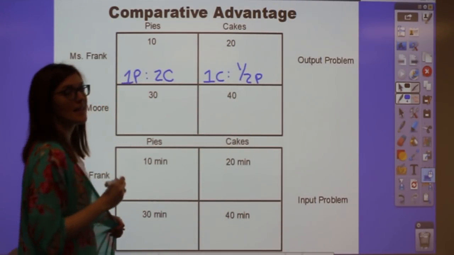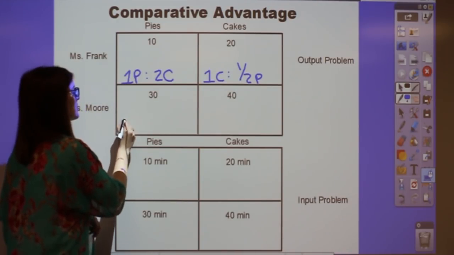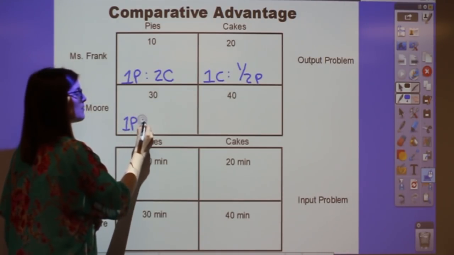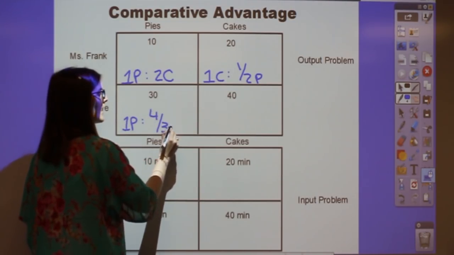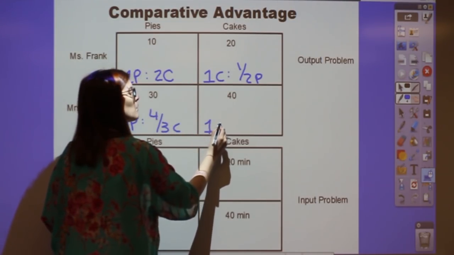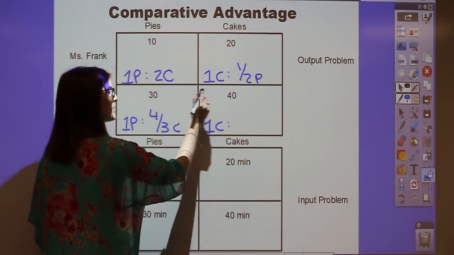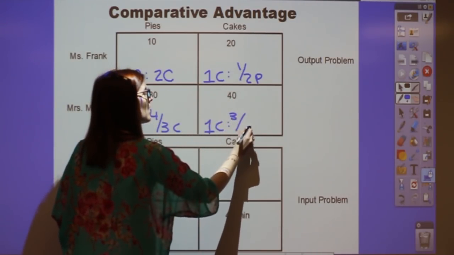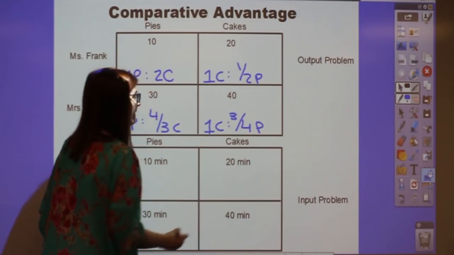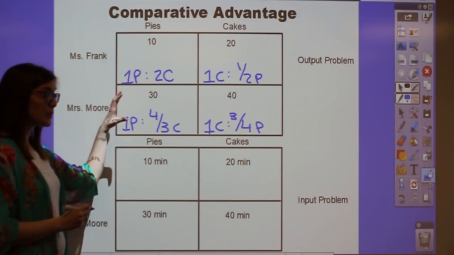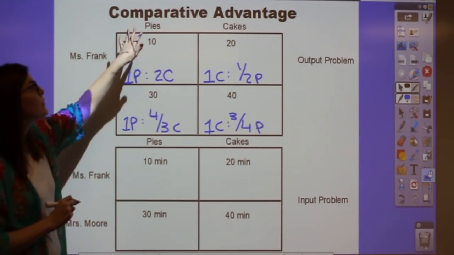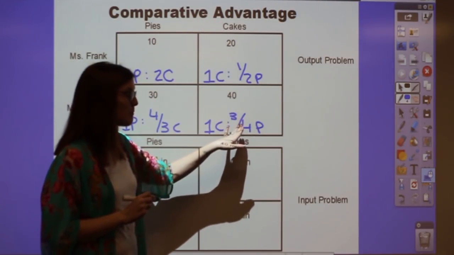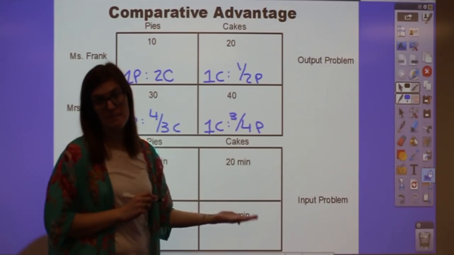Then I'm going to do the same exact thing for Mrs. Moore. For Mrs. Moore to make one pie, she gives up the outside number over the inside number, 4/3 of a cake. For Mrs. Moore to make one cake, she gives up, flip it around, 3/4 of a pie. So now what I'm looking at in blue is the opportunity cost, and that is what I use to determine trade for pies and cakes by who's giving up a lower amount.